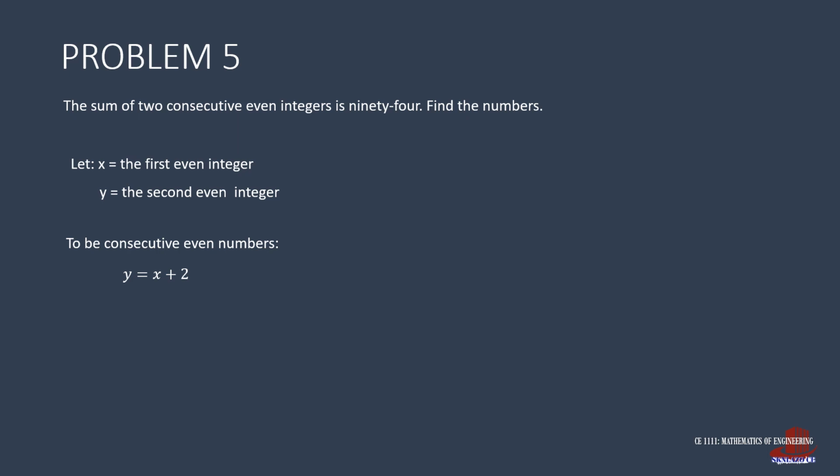The problem also states that their summation is 94. We write this as x plus y as equal to 94. With only one given equation, transform terms into a single variable, so we use y as x plus 2. The outcome is simplified as 2x plus 2 as equal to 94. Group all constants together to get 2x as equal to 92.